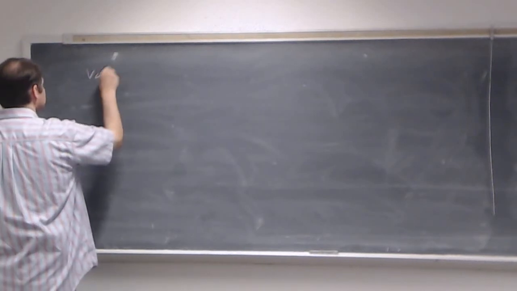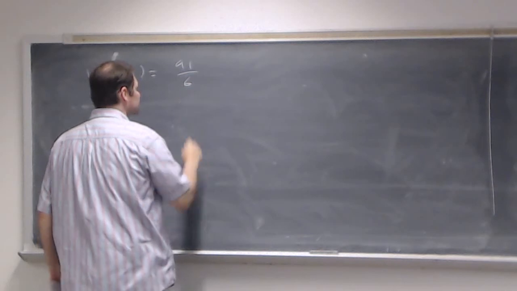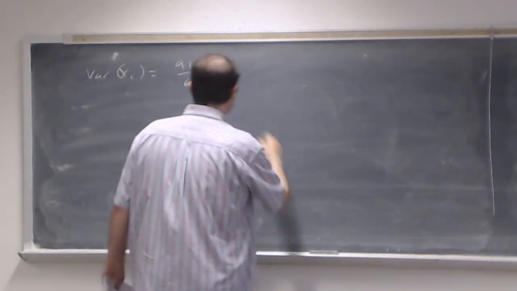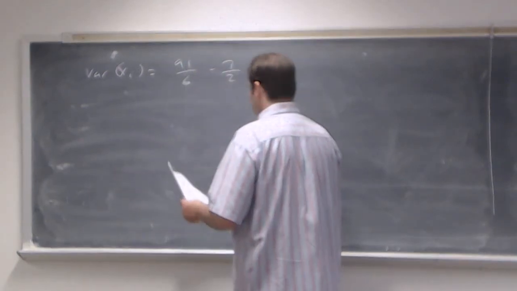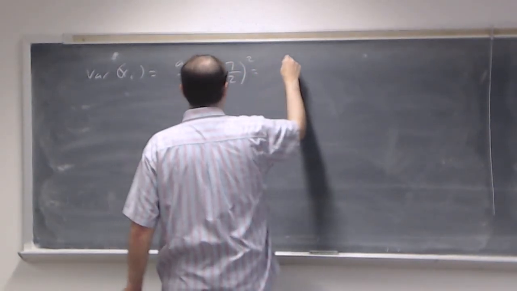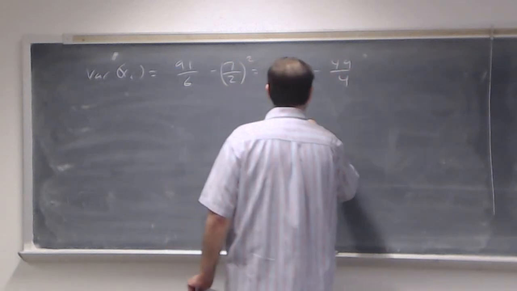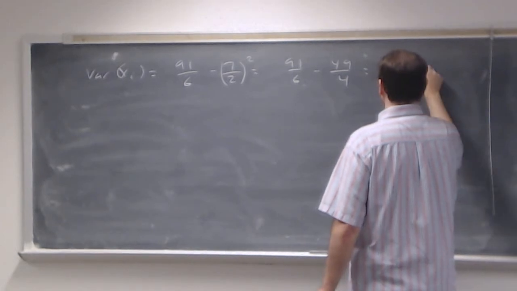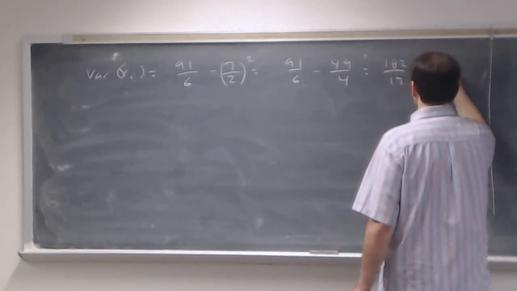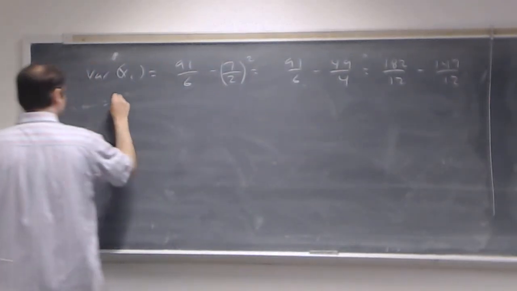And so the variance of X_i is going to be 91 over 6, minus 7 over 2 squared. So that's 91 over 6 minus 49 over 4. With a common denominator of 12, this is 182 over 12 minus 147 over 12. That ends up being 35 over 12.